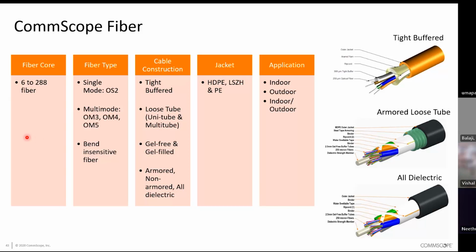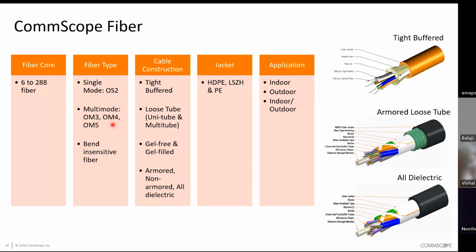to 280 fiber. And then for data center applications, we have a fiber cable which can support 3,456 fiber cores on a single jacket. That is for the data center application. And then by type, if you take single mode, we call it OS2.